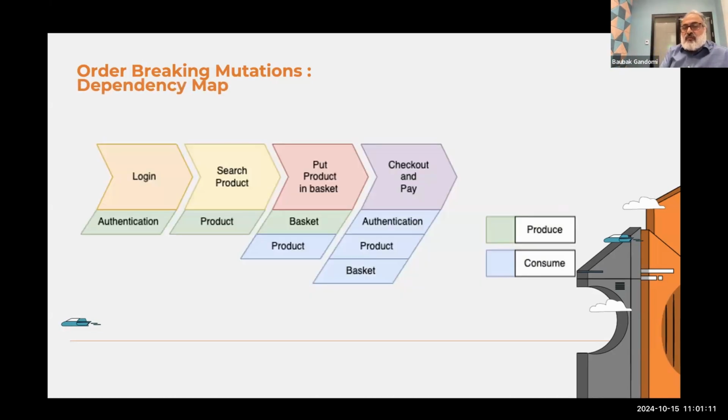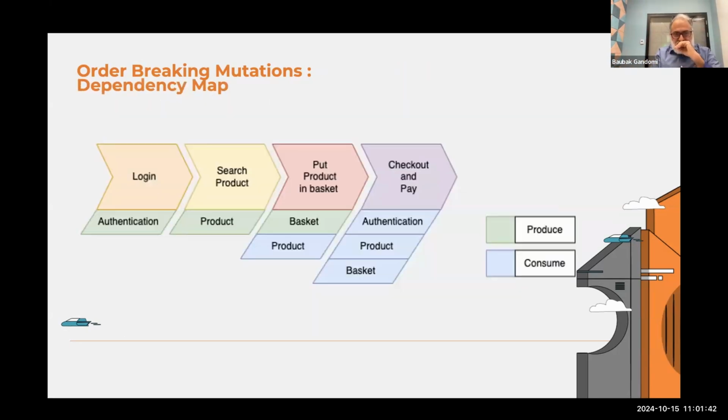When we put product in the basket, we need to know the product. So we say consume. So we've consumed the product. When we put it in the basket, then the basket is known. It gets an identity. When we check out and pay, all elements should be in place. We should be authenticated. The product needs to be known because we want to check that the price is right. And the product needs to be in our basket.